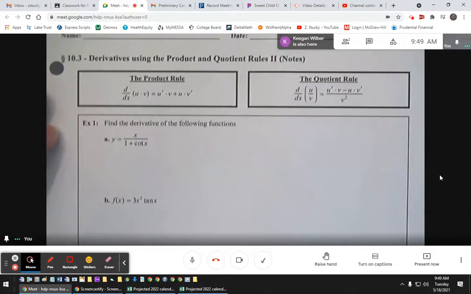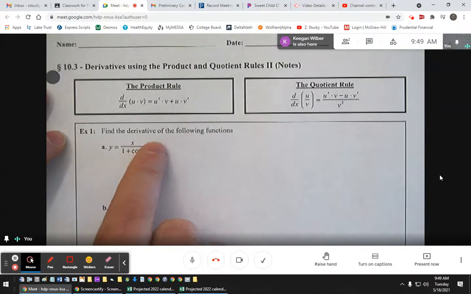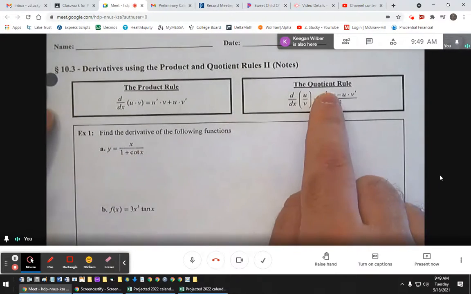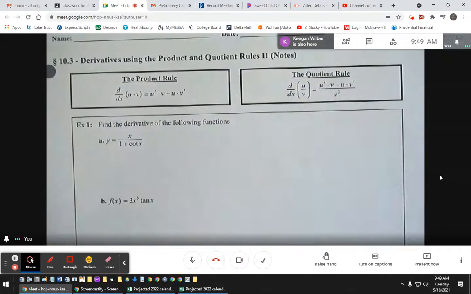All right, so we have to now look and decide what type of rule we have. Overall, what type of rule is this? Well, what kind of problem would you say this is? This is an overall division problem, right? You've got something on the top, you've got something on the bottom. If I'm going to do a division problem, that falls into the category of the quotient rule. So to do the quotient rule, we follow this formula.